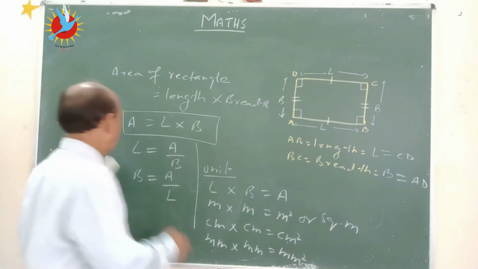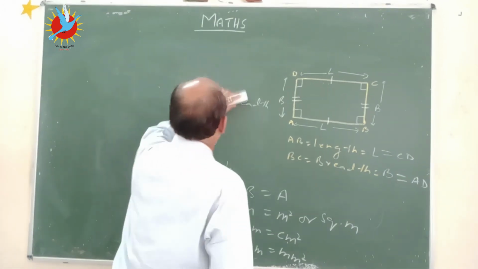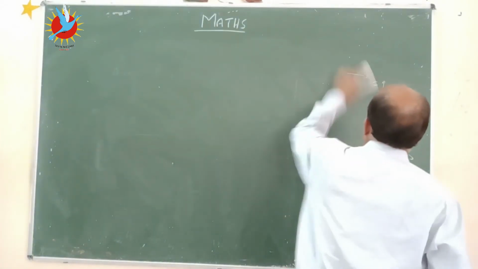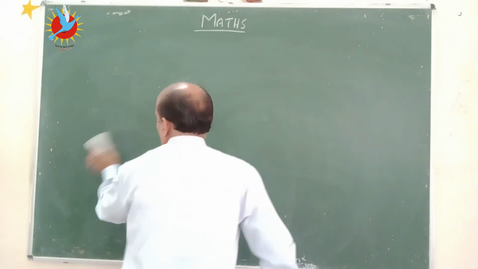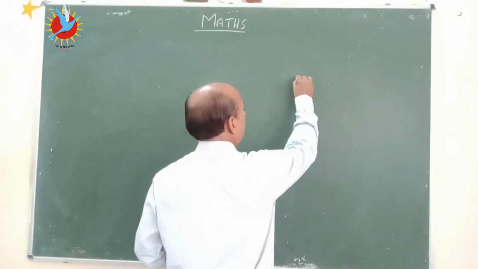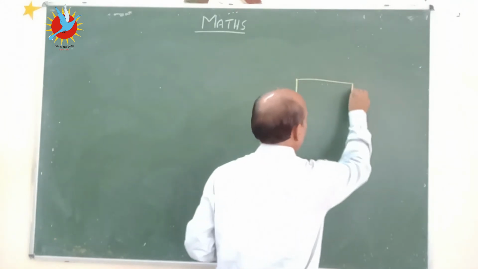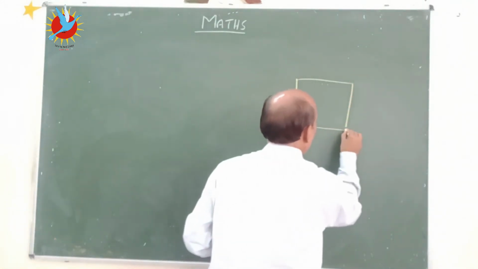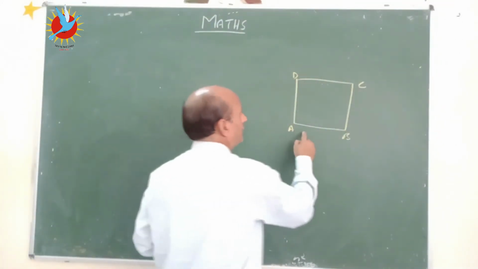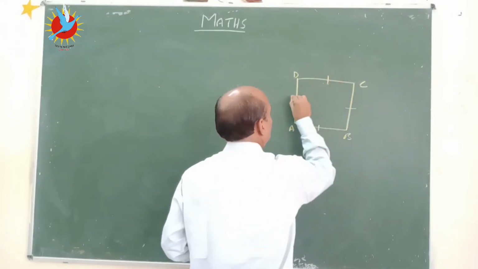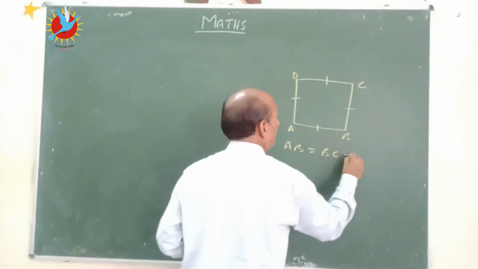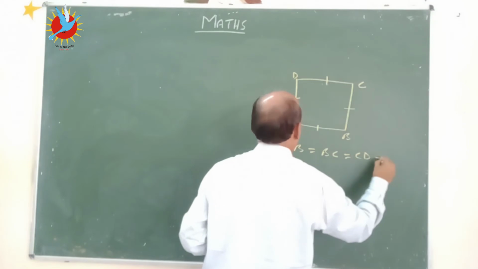Now the second figure which we are going to study is the square. A square is a figure whose all sides are equal. If they all are equal, it means AB is equal to BC is equal to CD is equal to AD.